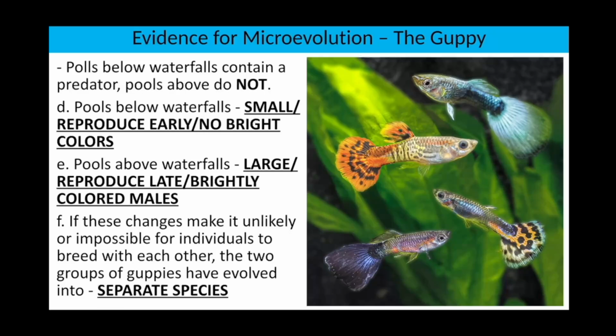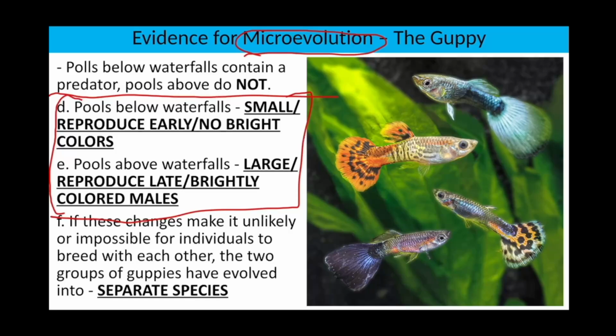Where there is not a predator, the guppies have these beautiful colors to attract a mate. But below the waterfall, they don't have these beautiful colors because the predators will notice them more easily and eat them. So these guppies have had these small changes. They're still guppies. They can still breed with each other. They've had these changes in gene frequencies due to the presence of a predator. So we would say that is microevolution. That's not huge changes. It's small changes within these species.